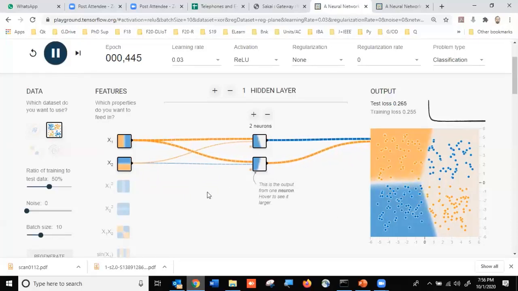Yeah, it's not doing a good job in terms of that. But basically the problem is that two perceptrons apparently are not sufficient to solve this particular problem. Okay.